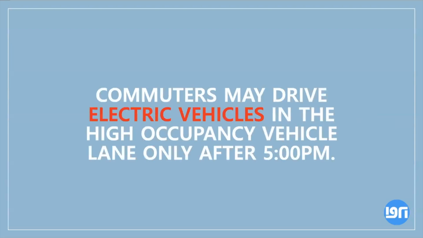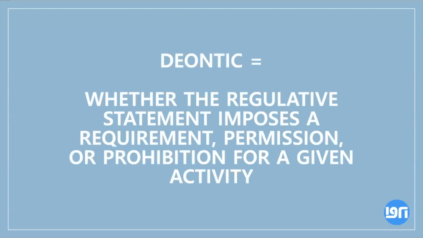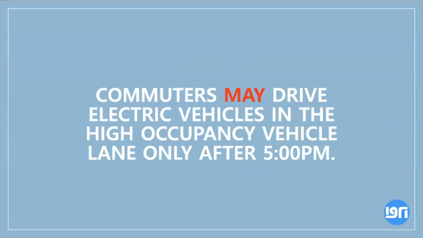In our example, the electric vehicles are a direct object, since the statement impacts where they may or may not be driven. The deontic tells us whether the regulative statement imposes a requirement, permission, or prohibition for any given activity. In our example, the deontic takes the form of permission. Commuters may.